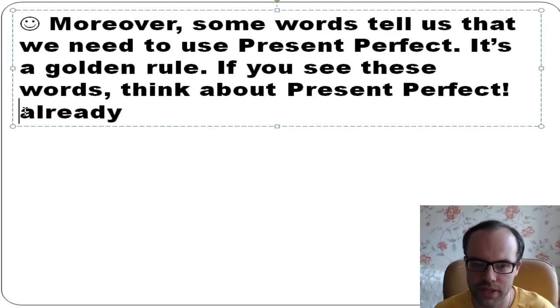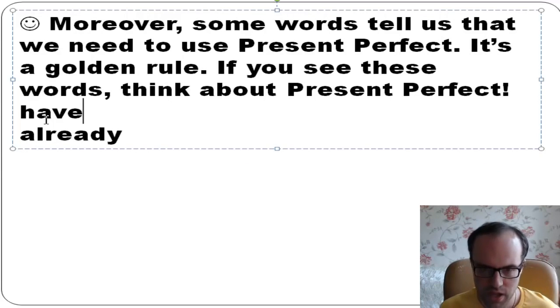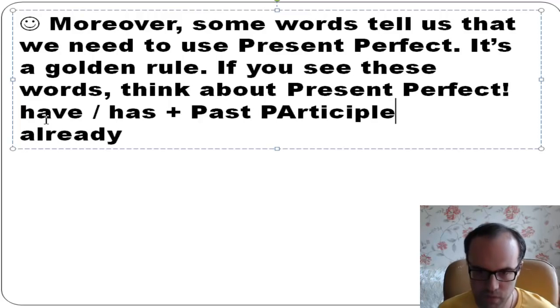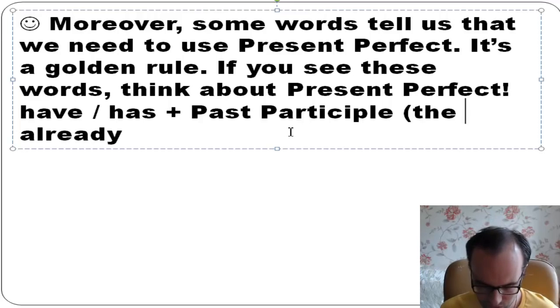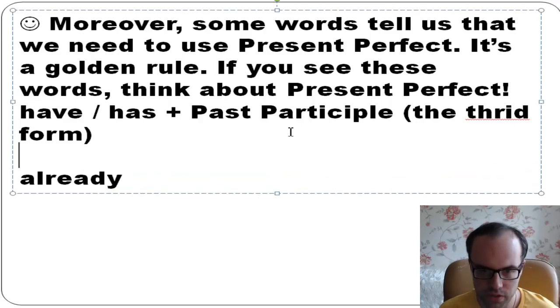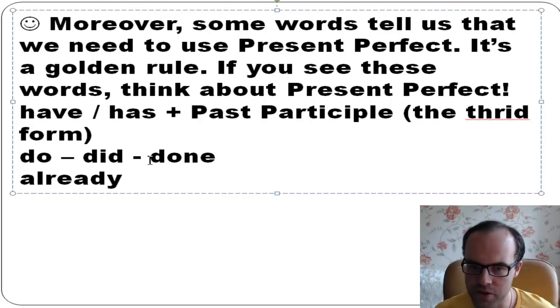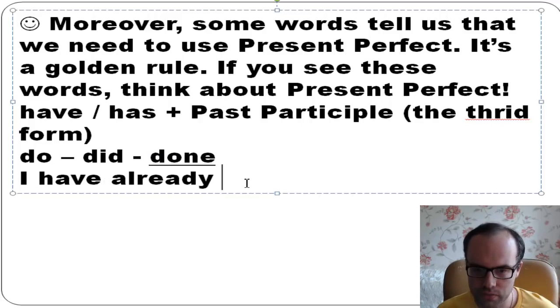And you know that we form present perfect this way. Have or has plus past participle, yeah? Or we call it the third form. So for example, do, did, done. So what is past participle? It's done. It's the third form. So already: I have already been there.